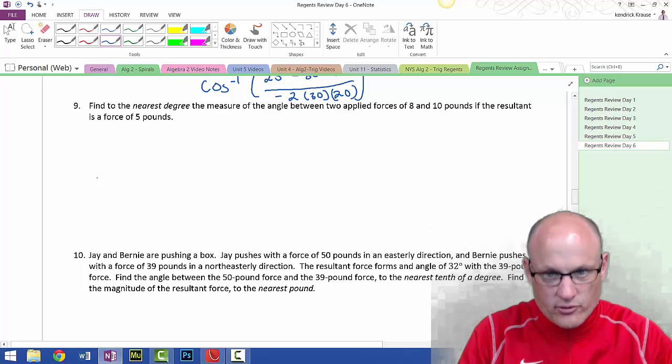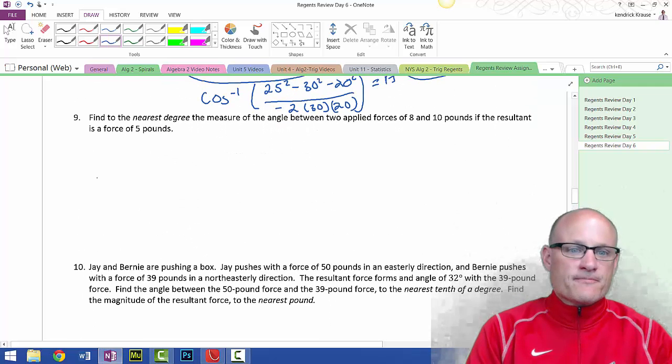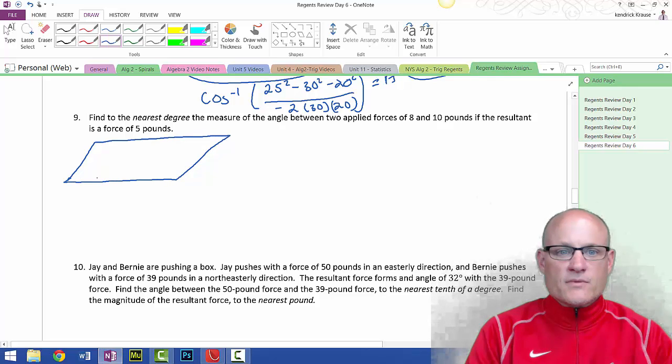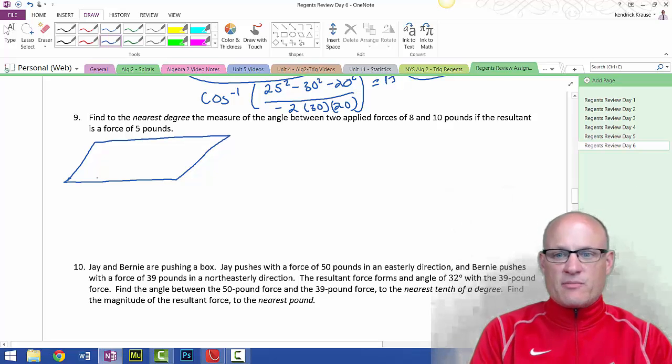Another forces question. Okay, I think there's only one left. No, two left. All right. Find to the nearest degree the angle between the two applied forces of 8 and 10 pounds. Come on, I did this one already.